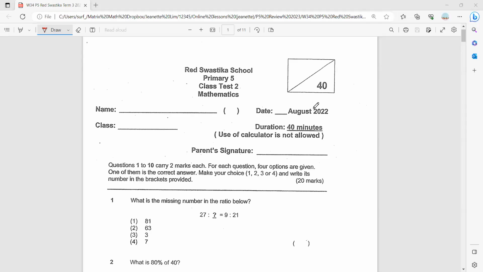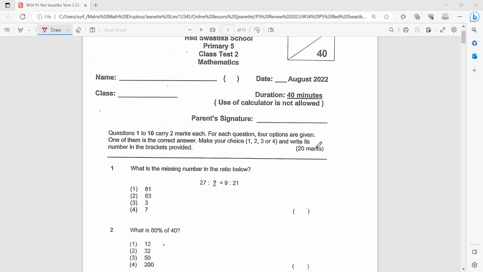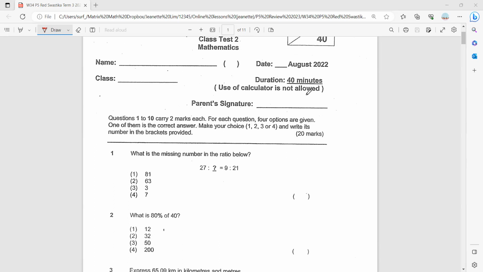Great, Swastika P5 class test 2. So this is your weighted assessment. This is for term 3. Okay, so let's start. 2022 paper. So we are not supposed to use a calculator.